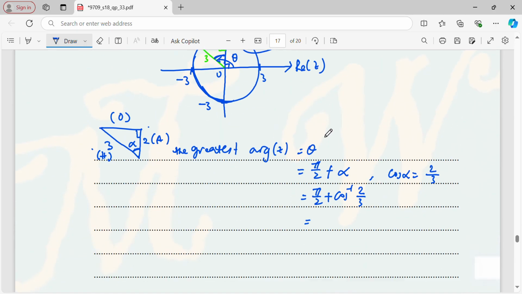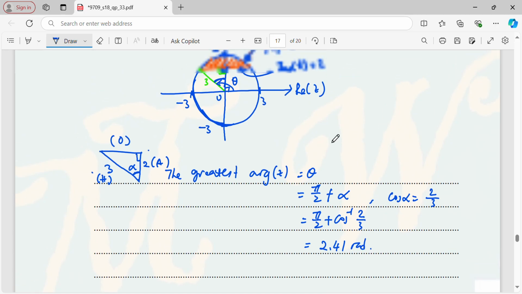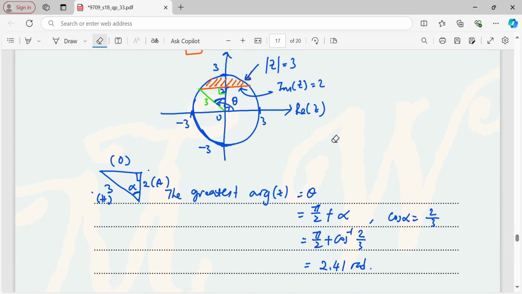Okay, so then answer correct to 2 decimal places and in radians. So then you can just directly count from the calculator. This is 2.41 radians. Okay, done for this greatest argument.